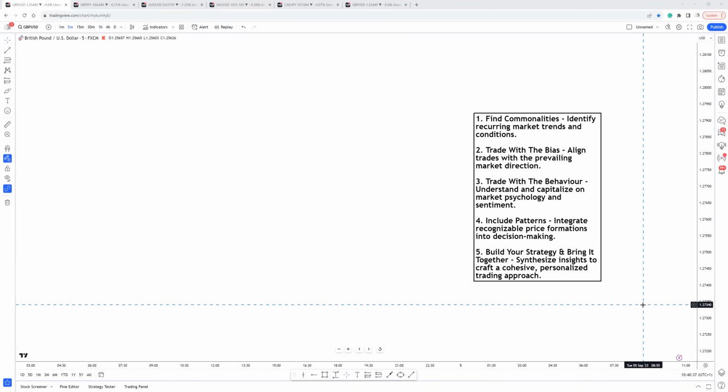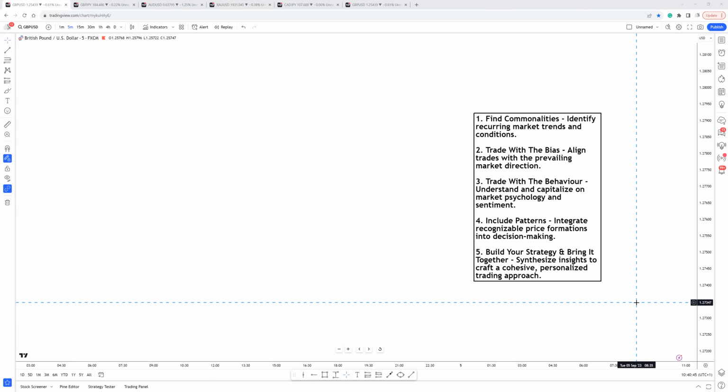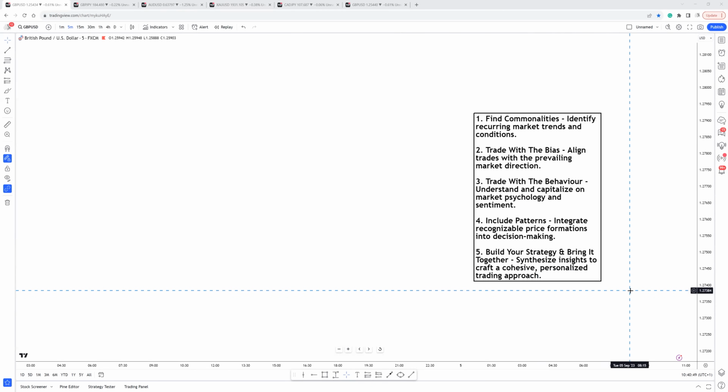Okay, guys, so I'm going to share with you a 5-step process. And the first thing that we're going to be looking at today is finding commonalities. And I'm going to share 5 examples. So make sure you stay to the end so that we can get to the 5th point here, which is building your strategy and bringing it together. Okay. So the first step in this process is find commonalities.